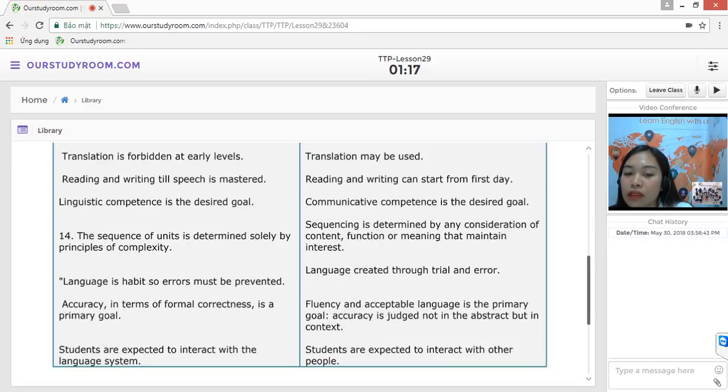Students are expected to interact with the language system. Students are expected to interact with other people. So in audiolingual, students are expected to interact with the language system, while in the communicative, students are expected to interact with other people. Audiolingual, to the language system. In the communicative, to other people.